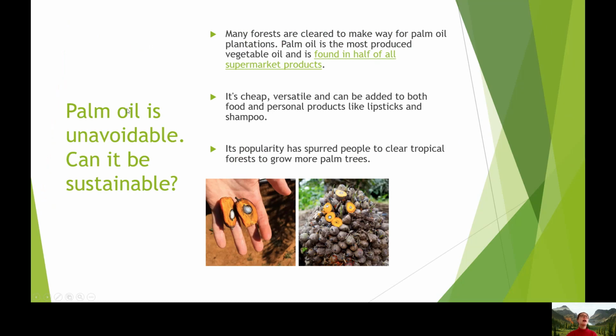So palm oil is unavoidable. Can it be sustainable? Many forests are cleared to make way for palm oil plantations, and palm oil is the most produced vegetable oil. It's found in half of all supermarket products. It's cheap, versatile, so it means it can be used for many different uses and can be added to both food and personal products like lipstick and shampoo.